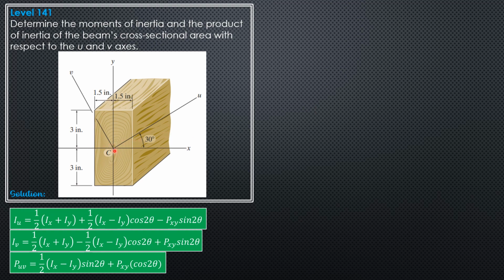So let's evaluate Ix first, which is 3 times 6 cubed over 12, moment of inertia of a rectangle with respect to the centroid, and that is 54 inches to the fourth. Iy is 3 cubed times 6 over 12, equals 13.5 inches to the fourth, while product of inertia with respect to the xy axis is 0 because the rectangle is symmetric with respect to the centroidal axes. So Pxy is 0.